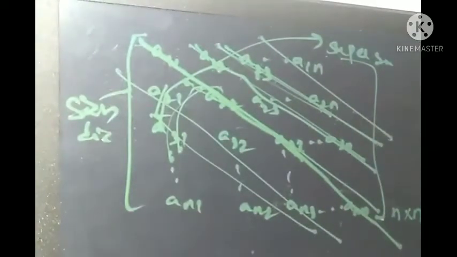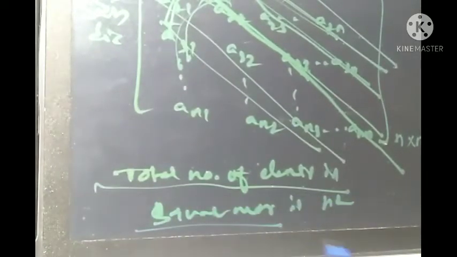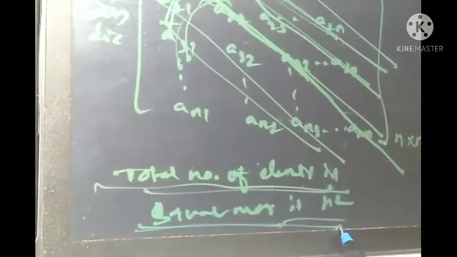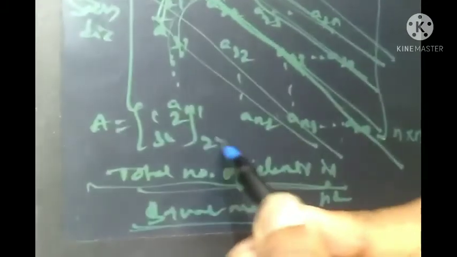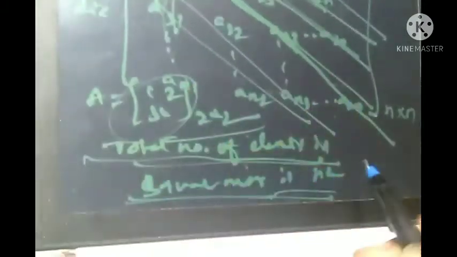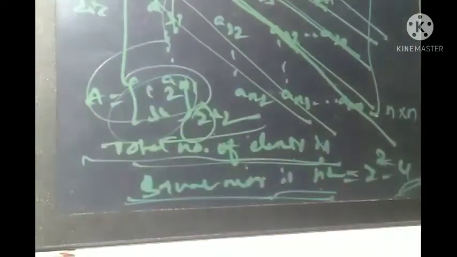We also observe one important thing: the total number of elements in a square matrix is n square. The number of elements in a subdiagonal line of the square matrix is n minus 1. Because if we take one matrix 1 2 3 4, a 2 by 2 matrix, the order is 2, so 2 square, that is 4 elements in this matrix.